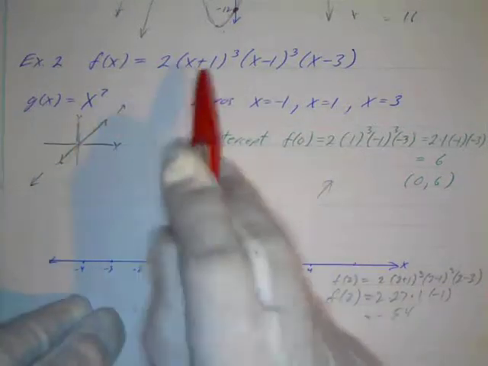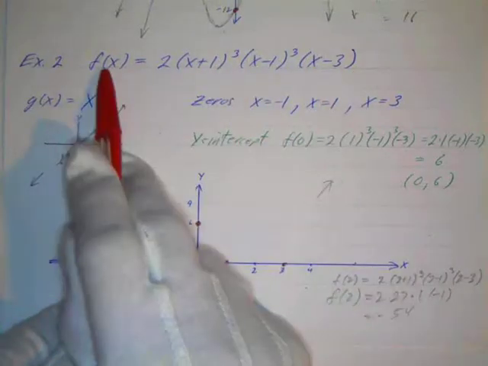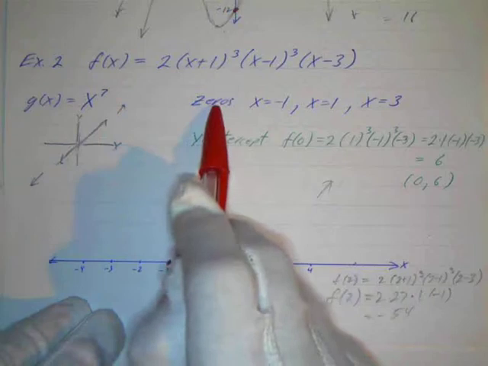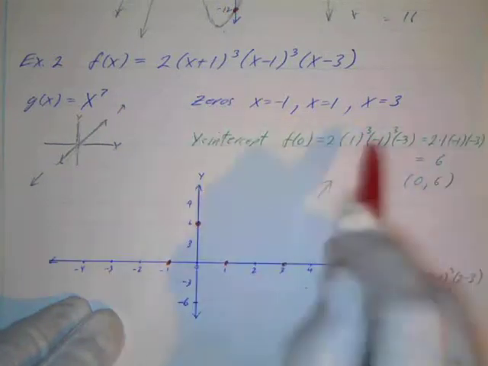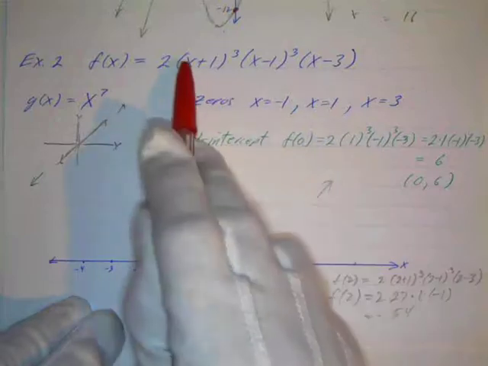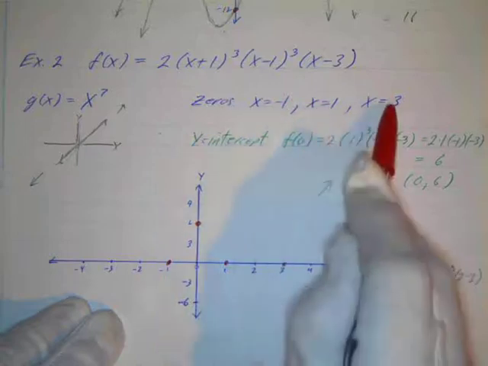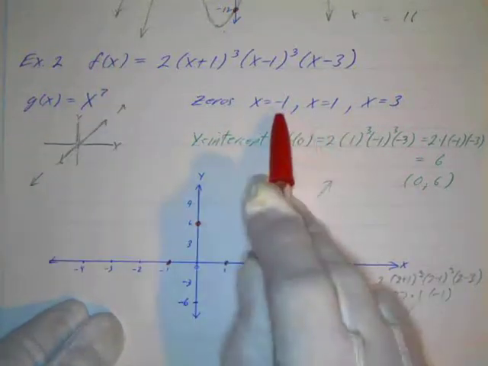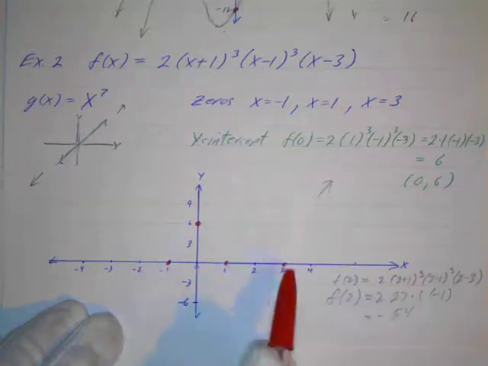So we've got 2x plus 1 cubed, x minus 1 cubed, x minus 3. So the zeros are whatever make the value of the function equal to 0. Remember, those are the zeros or the x-intercepts or the roots, all the same numbers. Okay, so if I put -1 here, I get 0 as a factor. If I put 1 in here, I get a factor of 0. If I put 3 in here, I get a factor of 0. So these are the values that make the value of the function, or the vertical position, 0. Okay, -1, 1, and 3. So I put those on my graph, -1, 1, and 3.